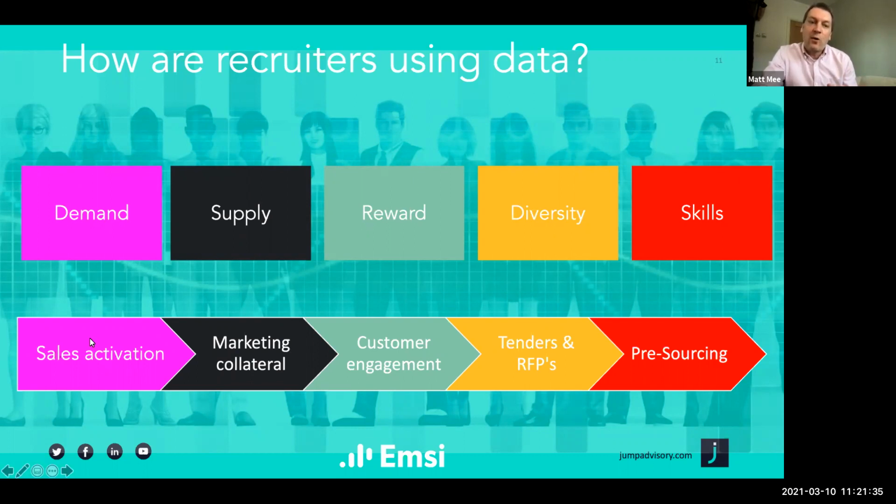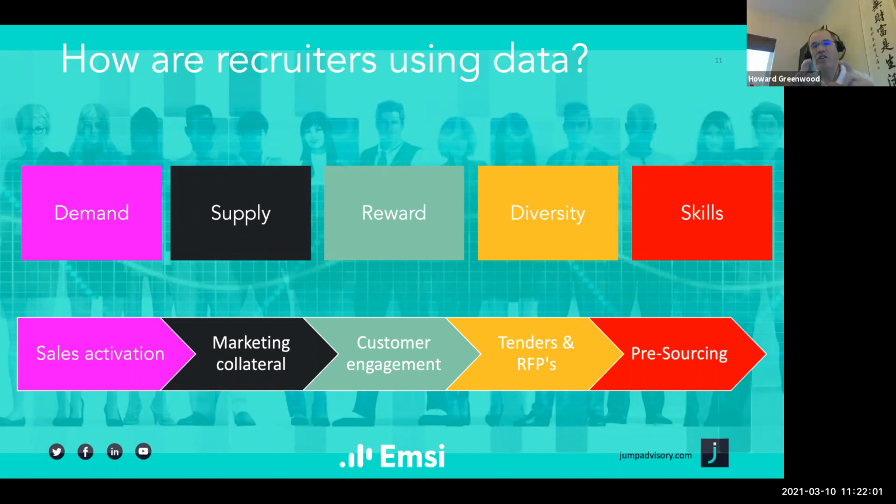And then we've got how recruiters use that data for different parts of their business life cycle. So essentially help with sales, produce marketing collateral, help engage and have better conversations with customers or prospects, help complete tenders and RFPs, and then help with what I call pre-sourcing. We don't get into the world of helping people find CVs. We help provide the insight that says, where might we be looking?